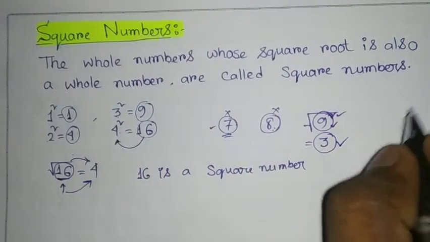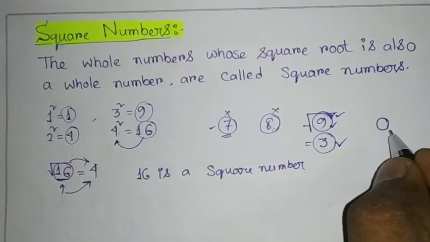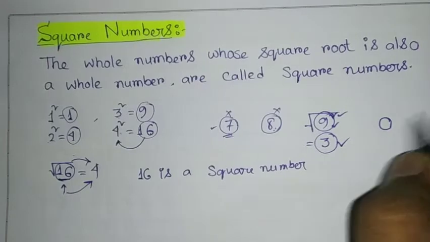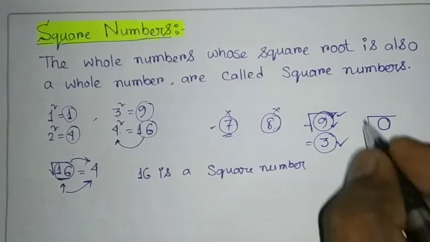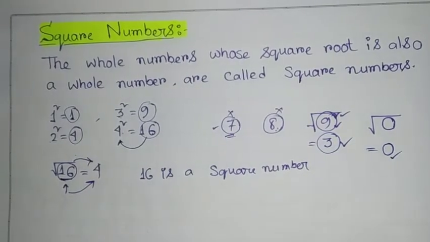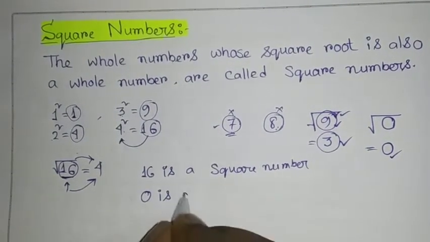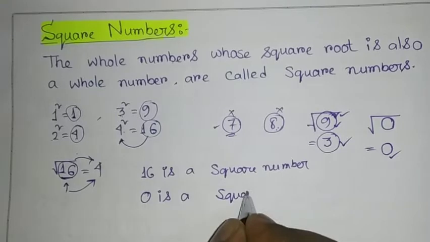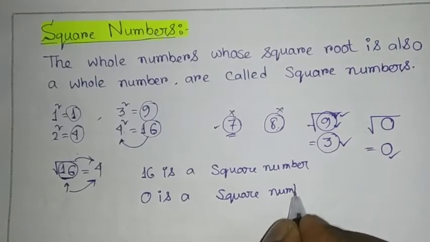Suppose if I tell you 0, is this a square number? Yes, because if we find the square root of 0, the answer will be 0. That means 0 is a square number. Understood?